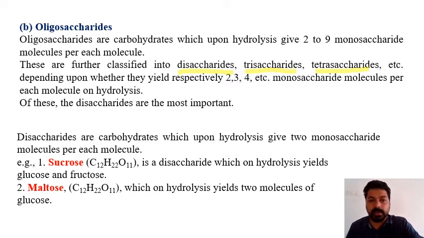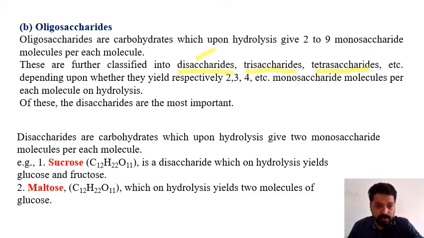Depending on the number, if they give 2 monosaccharides on hydrolysis, it is called a disaccharide. If they give 3 monosaccharides upon hydrolysis, such molecules are called trisaccharides. And any molecule which on hydrolysis gives 4 monosaccharides is called a tetrasaccharide. Out of all these, disaccharides are the most important, so we shall study them. Disaccharides are a kind of oligosaccharide which upon hydrolysis give 2 monosaccharides, which can be similar or different.